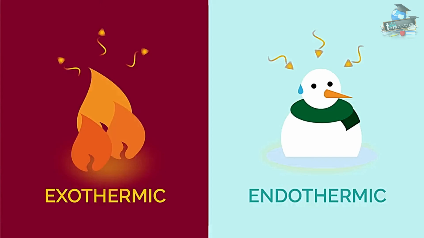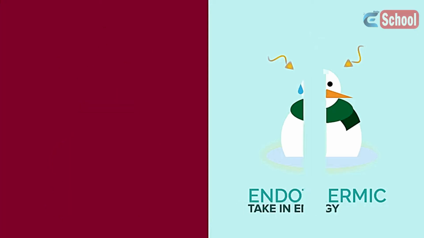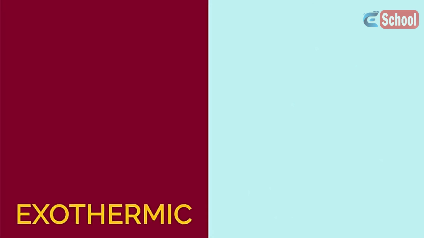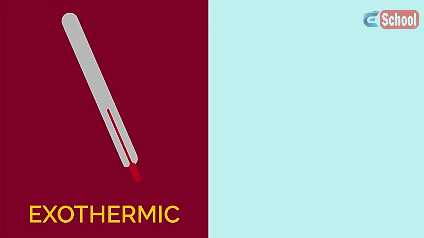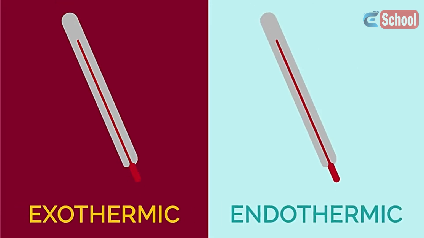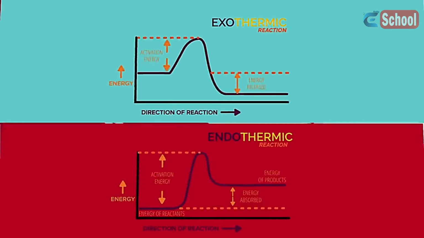So there you have exothermic and endothermic reactions. All you need to remember is that exothermic reactions give out energy and endothermic reactions take in energy. Both can be detected with a thermometer. In exothermic reactions, the surroundings get hotter, and in endothermic reactions, the surroundings get colder.